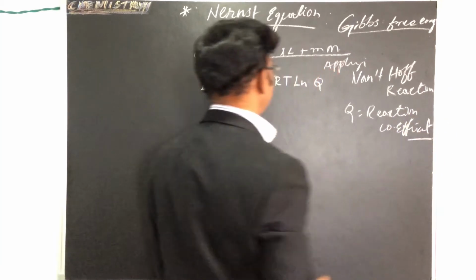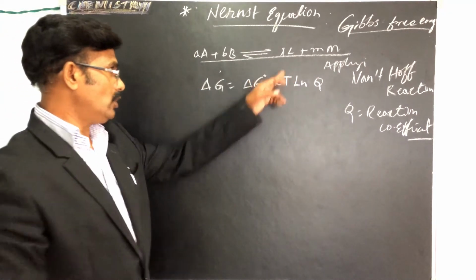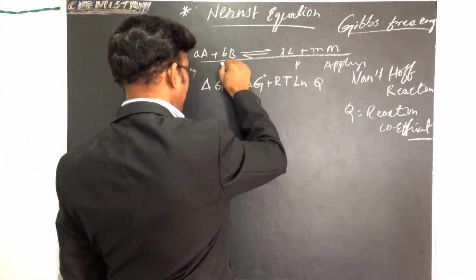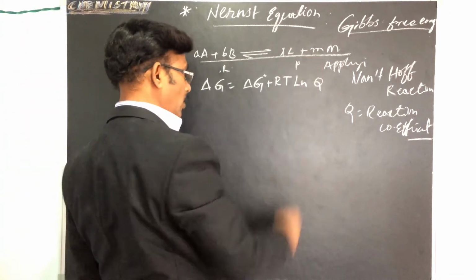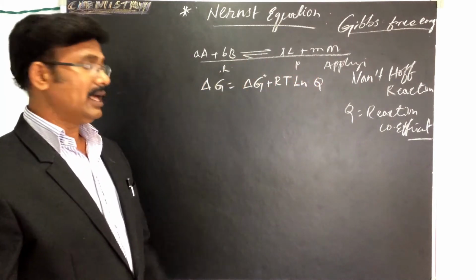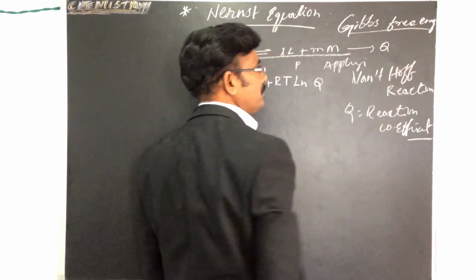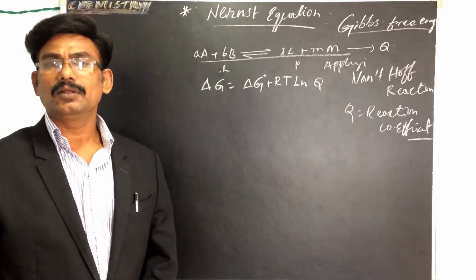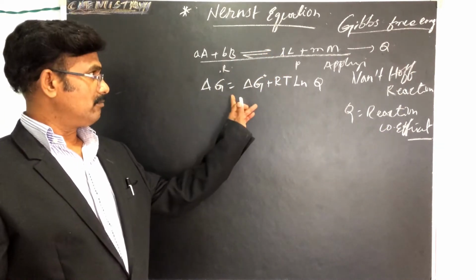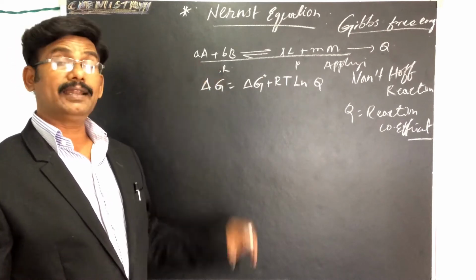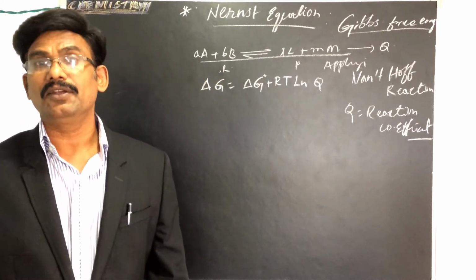Reaction coefficients. So this is a product and reactant; these are the reaction coefficients. Q is the reaction quotient. This is a general hypothetical reaction.